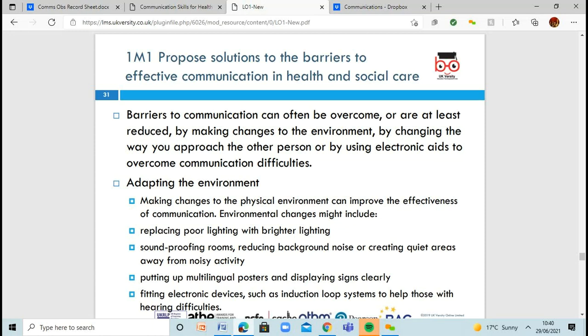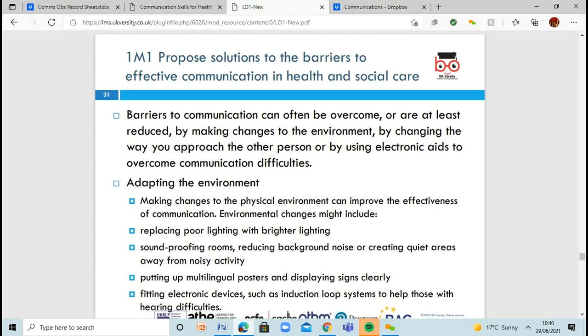So adapt the environment. If you can change light bulbs, get them changed to brighter light and get it done. Soundproofing rooms, or going into a separate area or creating a quiet area where you can let somebody have a bit of peace and talk to them. You'll probably have seen posters and signs up in different languages, so put up multilingual posters and signs so that a lot of different people can understand. Having induction loops for hearing aids put in.